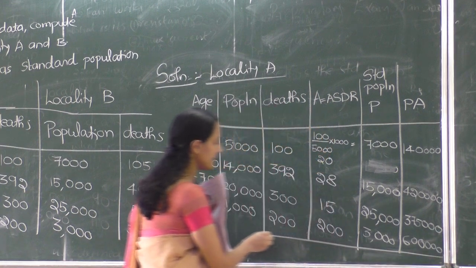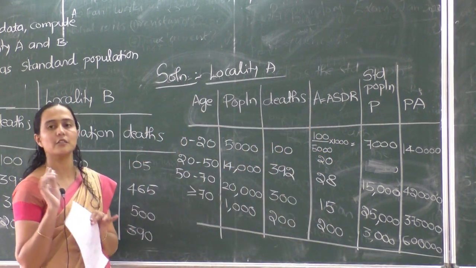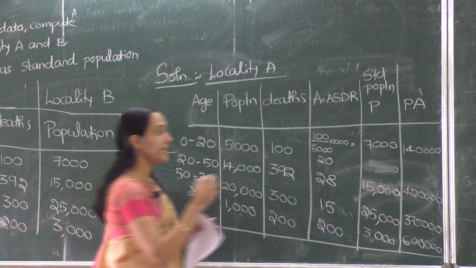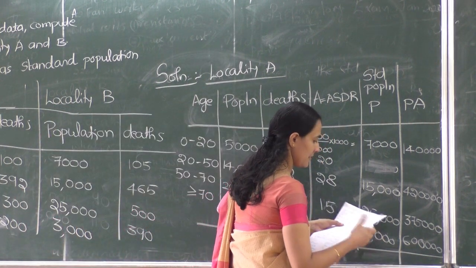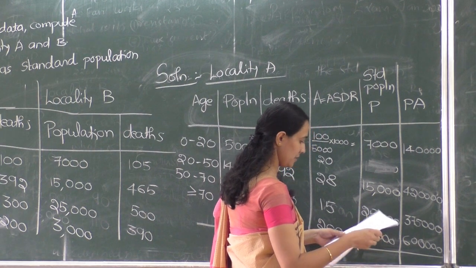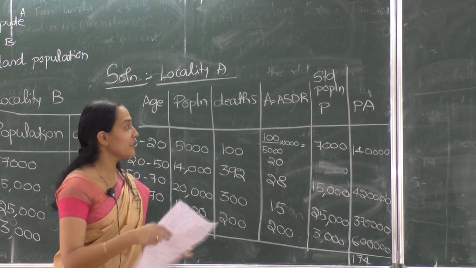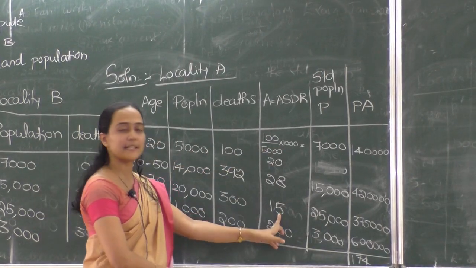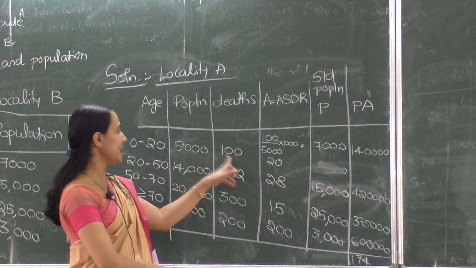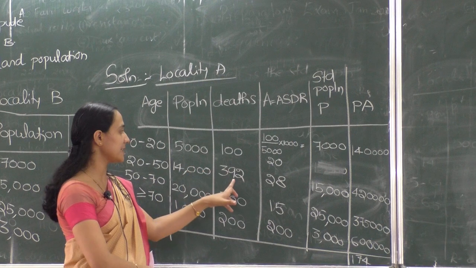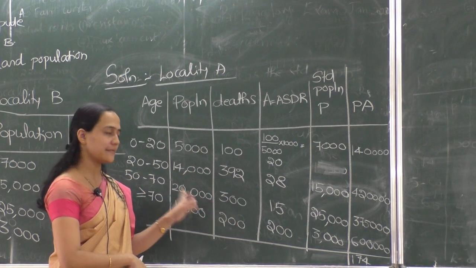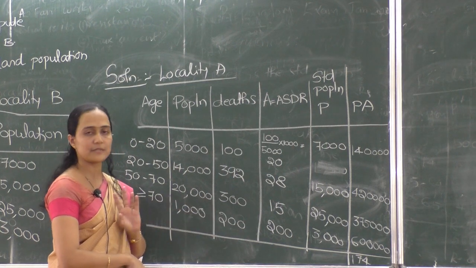Total is STDR of B, STDR of A, we know the formula. STDR of A is sigma PA divided by sigma P. P into A total is... okay, we computed the age specific death rate. Here we have to compute age specific death rate. That is 100 divided by 5,000 into 1000, 392 divided by 14,000 into 1000, 300 divided by this one into 1000, 200 by this one into 1000, like that.